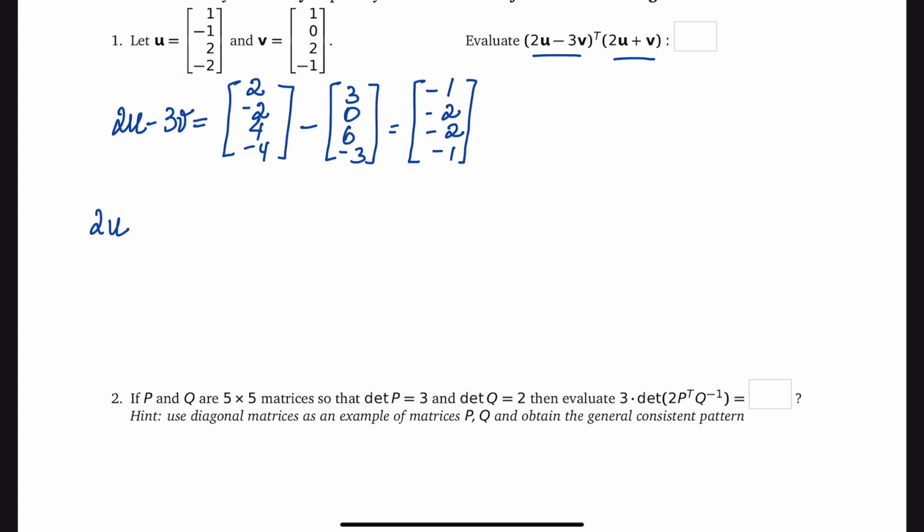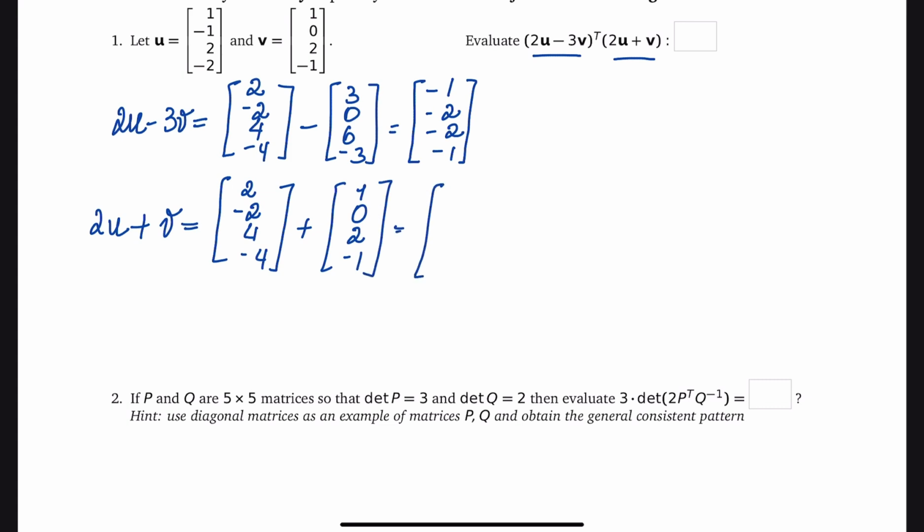Now we're going to add the v to the 2u. That's going to be 2, minus 2, 4, minus 4, plus the v itself, which is 1, 0, 2, minus 1. And if we add, what we get is 3, minus 2, 6, and minus 5. So when we multiply these two vectors as a scalar product, we need to multiply them component-wise: the first component to the first, the second to the second, the third to the third, and the last to the last, and then we have to add them.